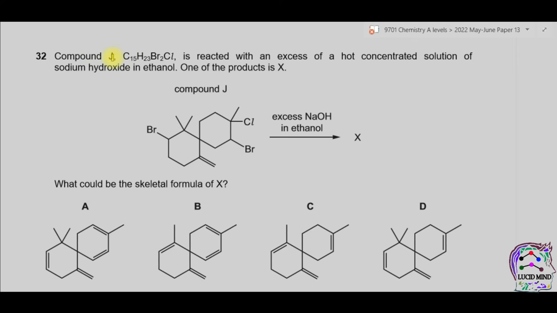Question 32. Compound J, we have C15H23Br2Cl, is reacted with an excess of hot concentrated solution of sodium hydroxide in ethanol. One of the products is X. What could be the skeletal formula of X? For this one you should remember that sodium hydroxide in ethanol, it causes elimination.